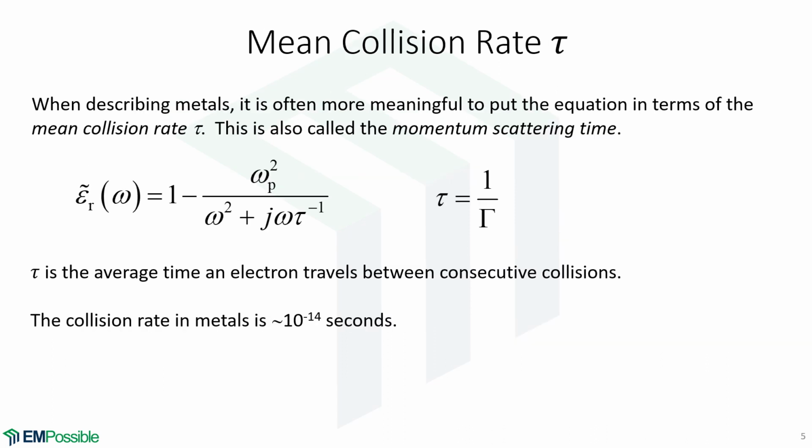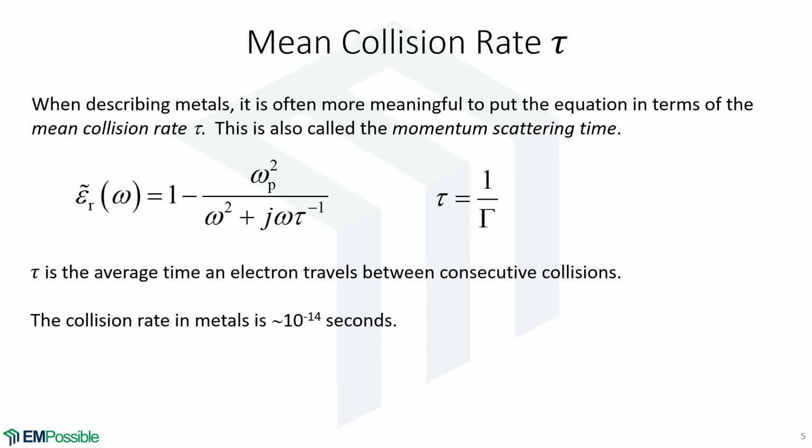We'll make one more change to the Lorentz oscillator model other than eliminating omega naught squared. Rather than use this gamma term, we're going to use this term tau, and that is called the mean collision rate, also called sometimes the momentum scattering time. If we imagine an electron traveling in a metal, there's a certain amount of time that it travels before it bounces off of something. And of course, there's a whole bunch of electrons traveling randomly, and it's a very statistical thing. But this mean collision rate, or the mean time between collisions, is this tau.